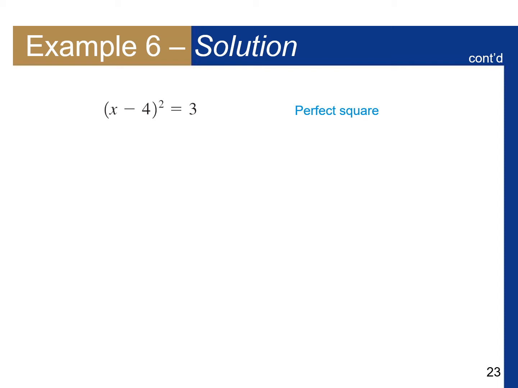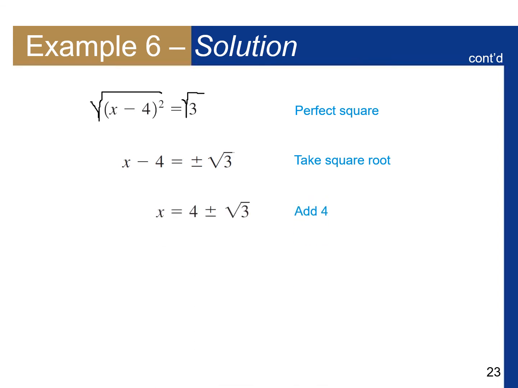Now I have a problem just like I had before, so I can take the square root of both sides. And I get plus or minus the square root of 3. Move the 4 to the other side, and I get 4 plus or minus the square root of 3.